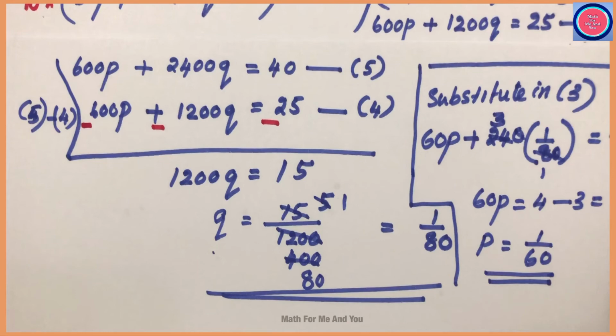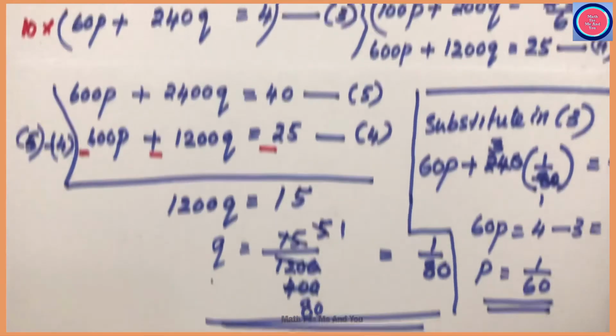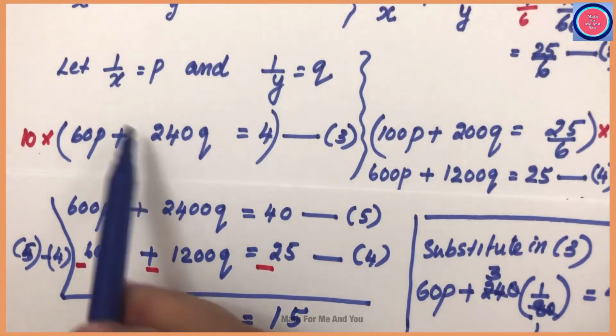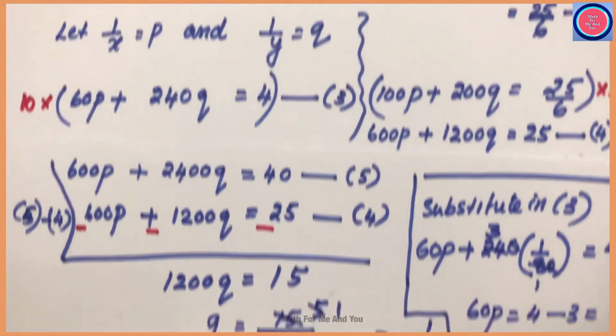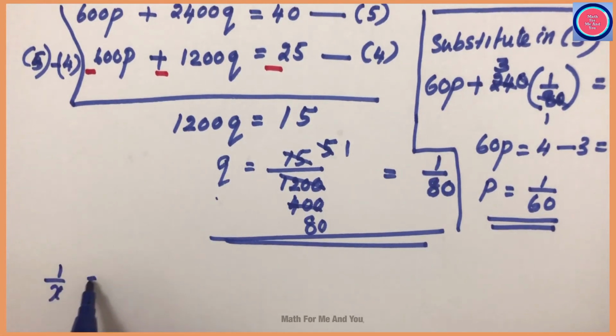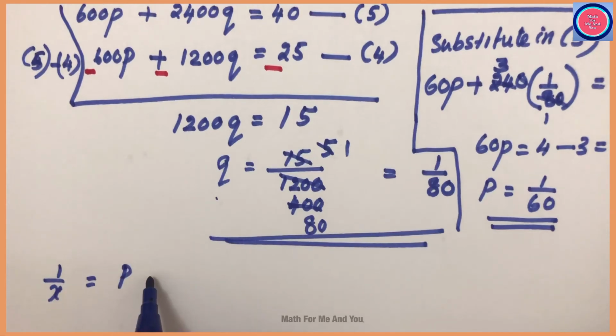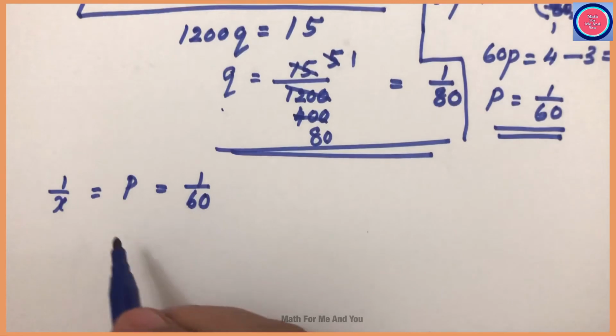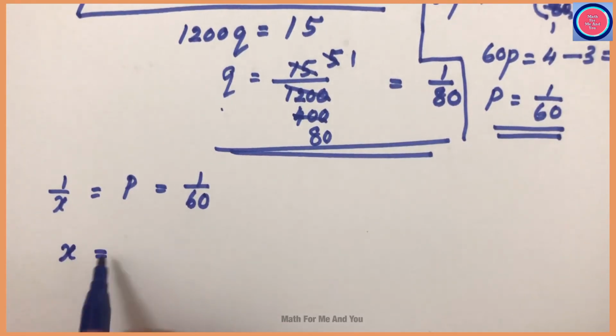p and q are ready here, but we need the value of x and y. How can we find? We have taken 1 over x as p and 1 over y as q. So replace that, or resubstitute. 1 over x is equal to p. What is p? It is 1 over 60. When we take the reciprocals on both sides, we get x is equal to 60.